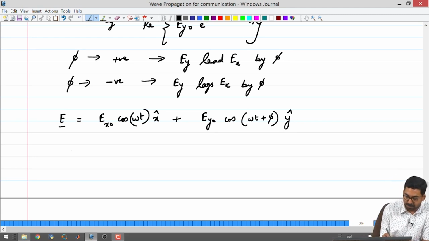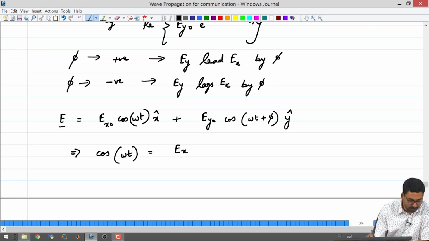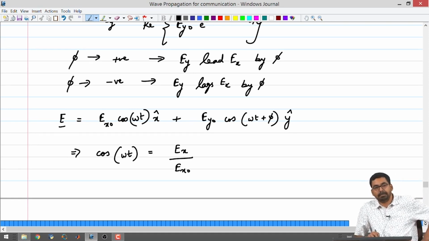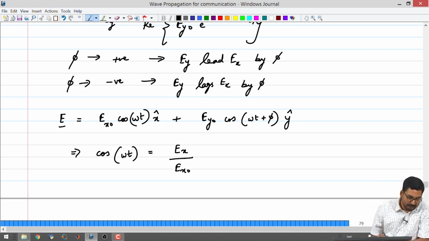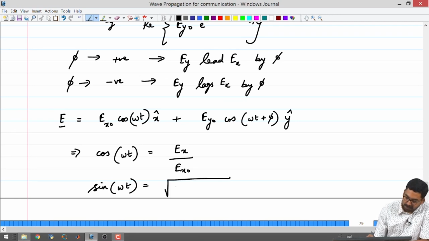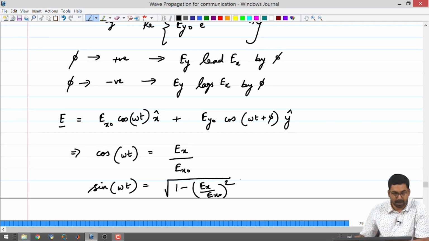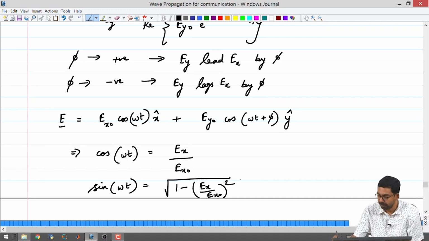We can also use some basics of trigonometry and write down that in this case cos omega t is simply defined as Ex by Ex naught, and sin omega t you can write down to be square root of 1 minus (Ex by Ex naught) square. So 1 minus cosine square under root.